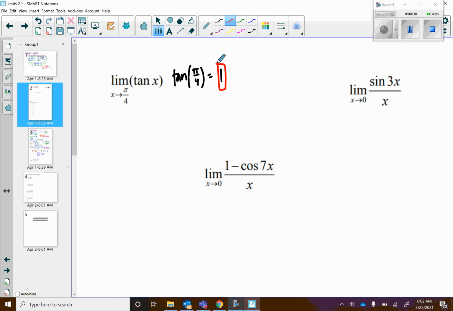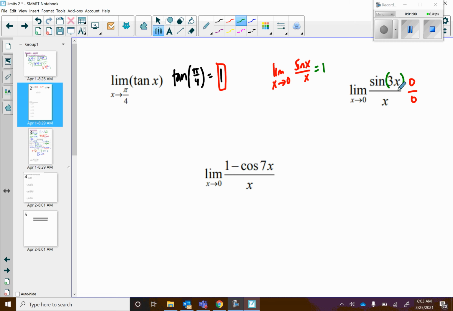For this next one, I plug in 0, and I get sine of 0, which is 0 all over 0, and that indicates to me, ooh, I have to do a little more work. But what do we notice about this one? Hopefully you notice it looks really close to our limit as x approaches 0 of sine x over x, which we know is going to be equal to 1. But the issue is we have this 3x here.